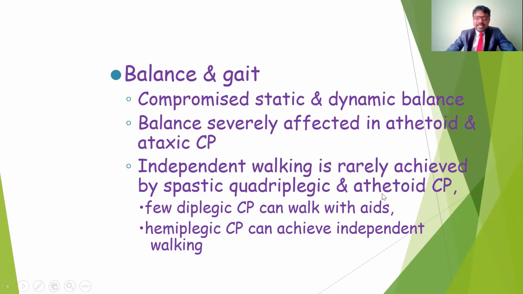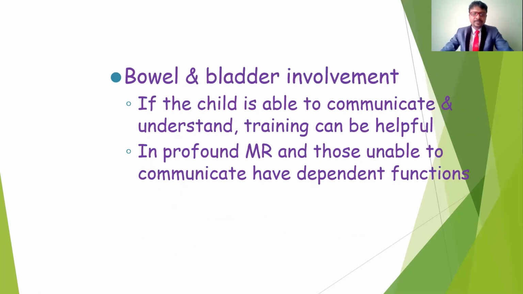Independent walking is rarely achieved by spastic quadriplegic or athetoid CPs. Few diplegic CPs can walk with aids. Hemiplegic CP can achieve independent walking. Those with athetoid and quadriplegic types find it difficult to achieve walking patterns, and it is very difficult to manage them. But in the spastic type of hemiplegia, they will get independent walking. If they have limitations, then according to those limitations, if we give therapies and corrections, we can improve their functional levels.